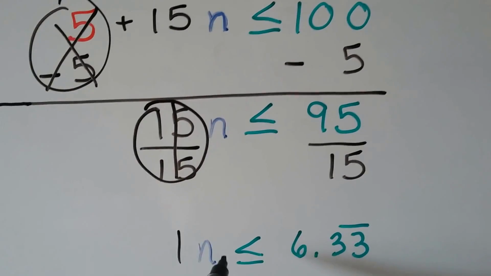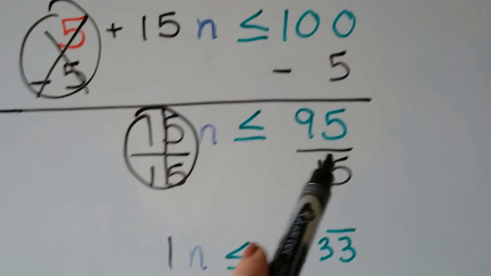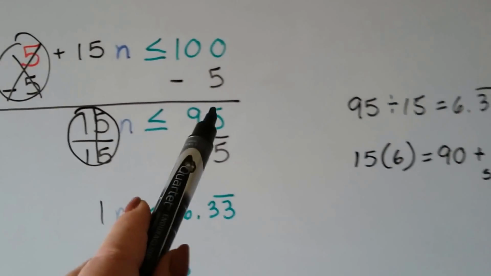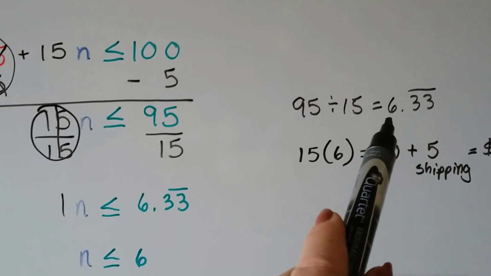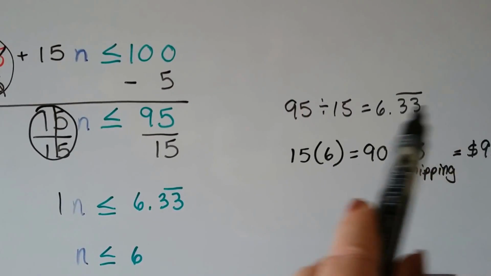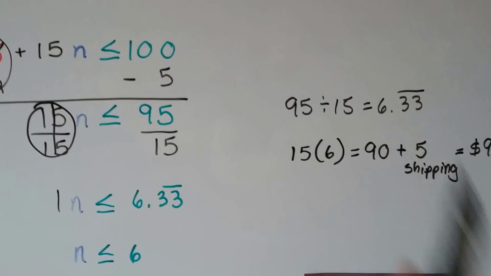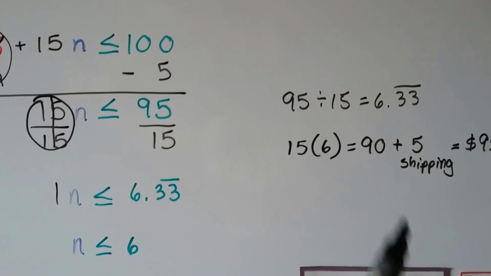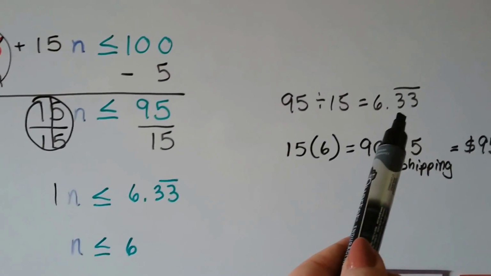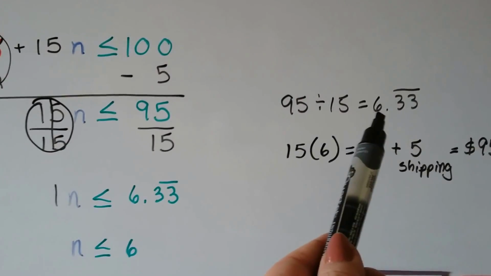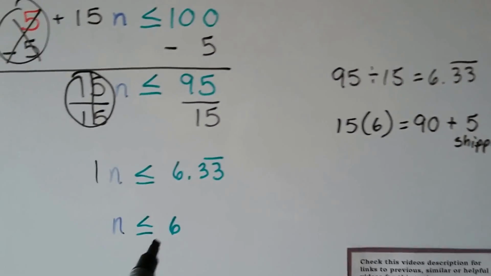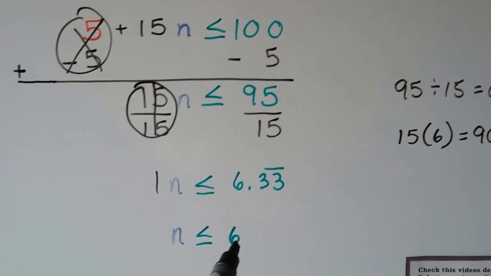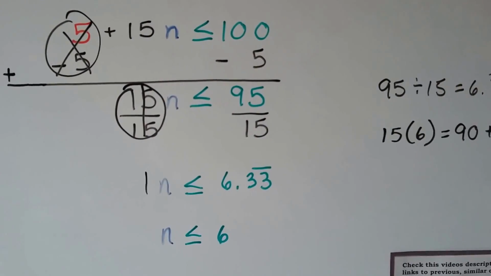So we have 1n. On this side, we do a little math with our calculator, 95 divided by 15, and we get 6 point, and then the 3 continues on. So I have a bar over the top of it because it's a repeating decimal. Well, she can't buy a third of a shirt. She can only buy whole shirts, can't she? So we just need to deal with the 6. The number of shirts she can buy is 6.